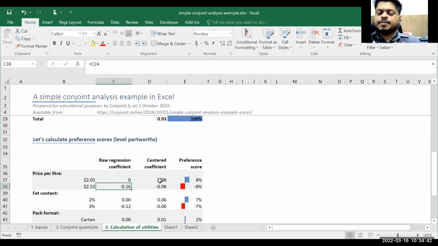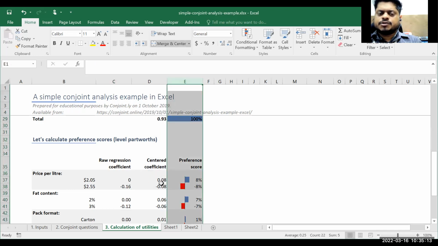I can keep it like that, keep this as zero and this as minus 16%. But what they've done is centered the coefficient. So rather than the difference between 0 and minus 0.16, they have taken this one to positive, so added 0.08. So price per liter 0 has an 8% positive impact, and this has a minus 8 points impact, so that the difference in impact remains the same, right? Visually it becomes a little bit easier to show the difference. But this is not required as long as you have this.